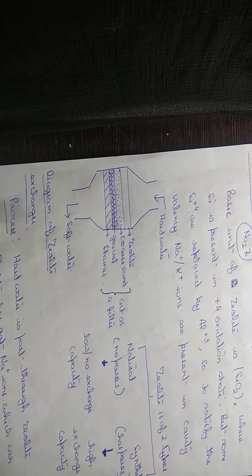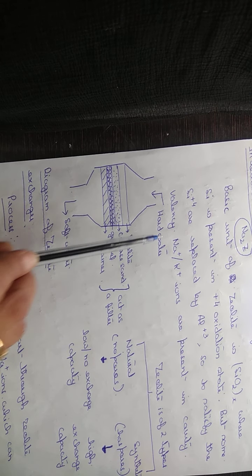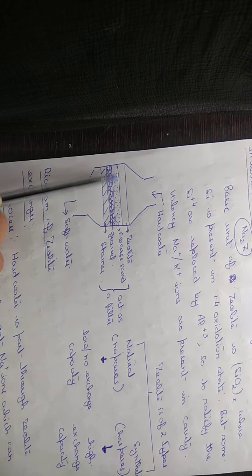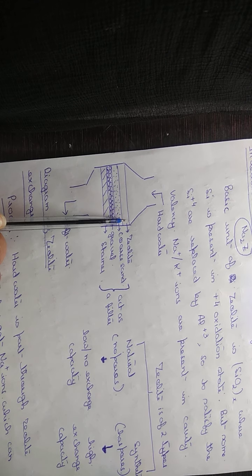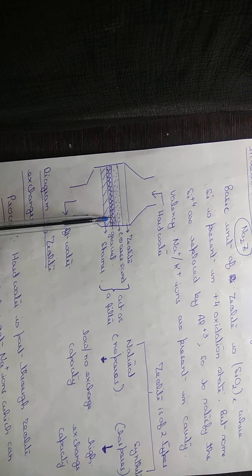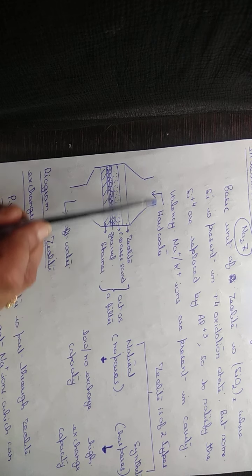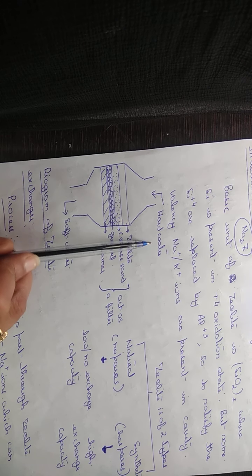Then this is the equipment in which the softening of hard water takes place. It has 4 layers. First is zeolite, second coarse sand, then we have gravel. Gravel means small stones. Stainer is a chemical. Coarse sand, gravel and stainer, these three act like a filter. Now we will let hard water enter from the top, and hard water has calcium ions and magnesium ions.